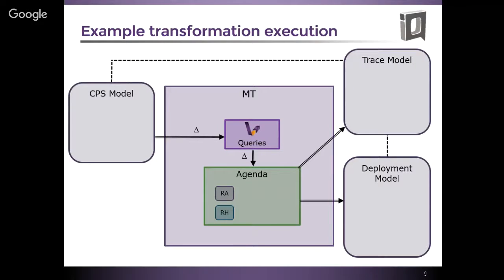About the execution of the model transformation, I'd like to show you this quite complex figure. Initially, we have a CPS model instance, a trace model instance, and a deployment model instance, all of them empty. We also have the model transformation, which is initialized over this structure. The preconditions are implemented as VIATRA queries, and the model transformation agenda contains the previously mentioned application and host rules.